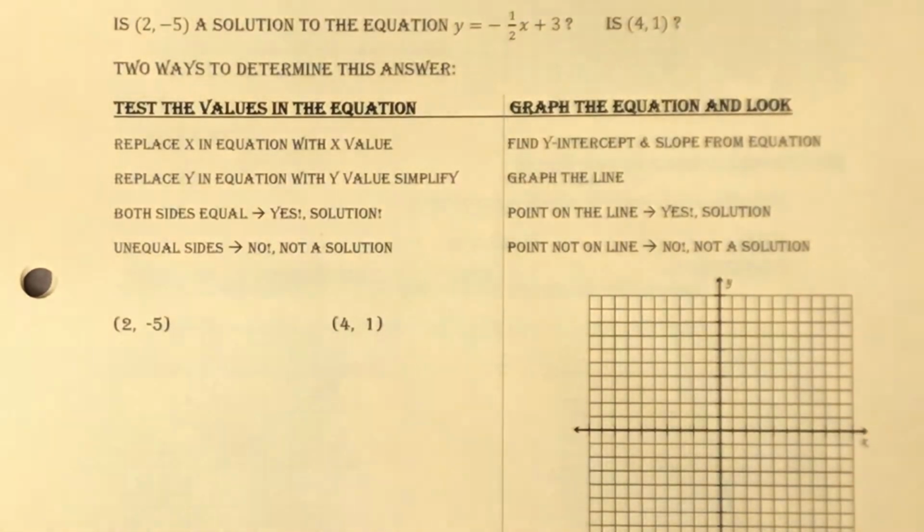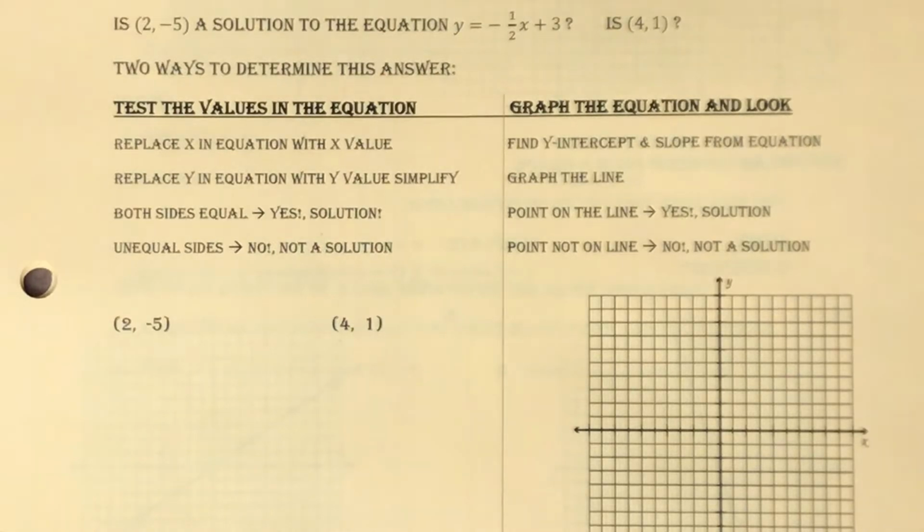All right, hey guys, we're moving on to the next section of this chapter. In this section, they're beginning to ask us some questions. We've learned how to graph lines using slope-intercept form, starting with the y-intercept and the slope. Now they're starting to ask us specifically if ordered pairs are solutions to that equation.